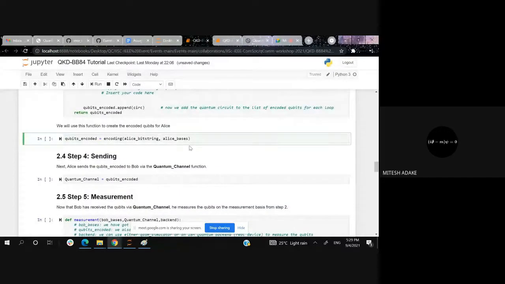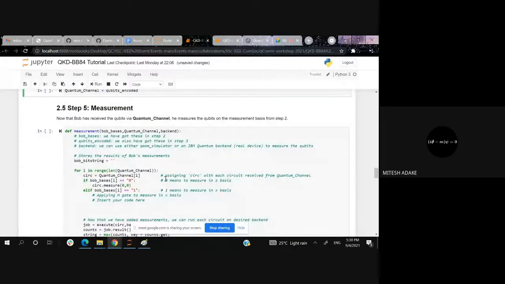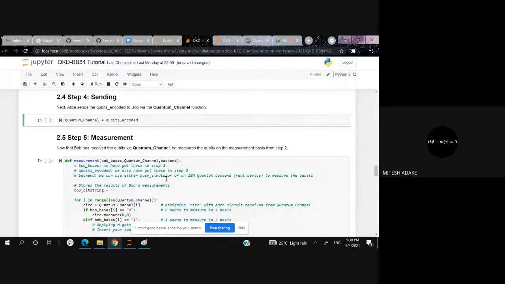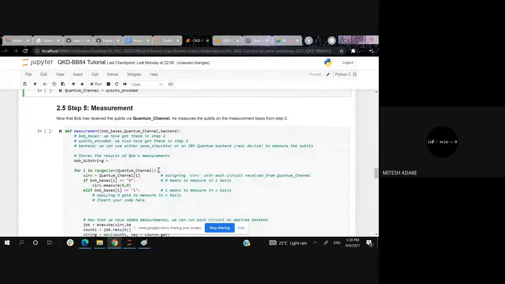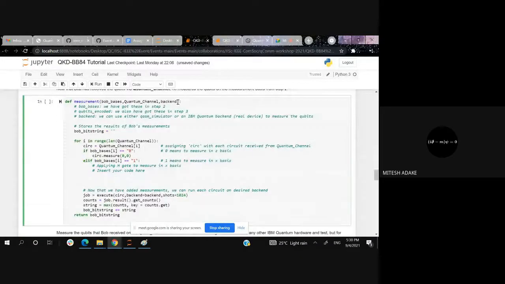And now that we have obtained the encoded qubits, we'll send them through a quantum channel to Bob. So here is the quantum channel. I've just assigned it so that it shows that it has transferred. So in step 5, we'll measure. Now Bob has received those encoded bits from Alice through a quantum channel. Now he'll use these bits to measure with his own basis that he obtained from step 2. So you can see this function has an argument with his own basis, and the quantum channel, that is what he has obtained as encoded qubits. And now there is another argument, that is backend. I'll talk about it in the next cell.